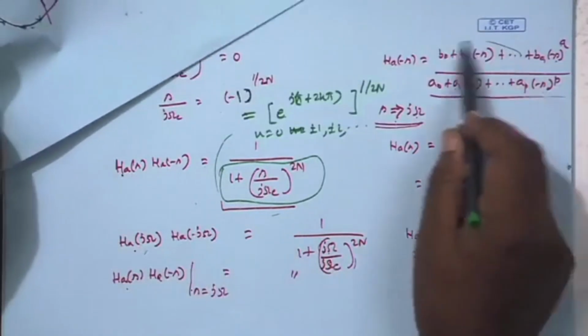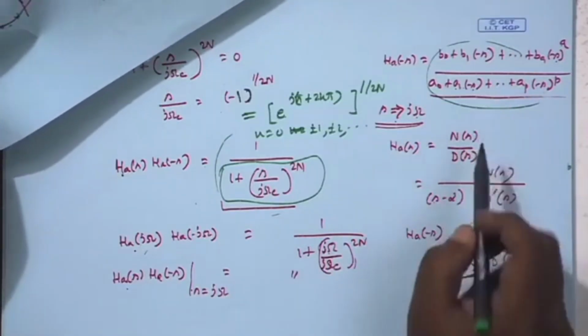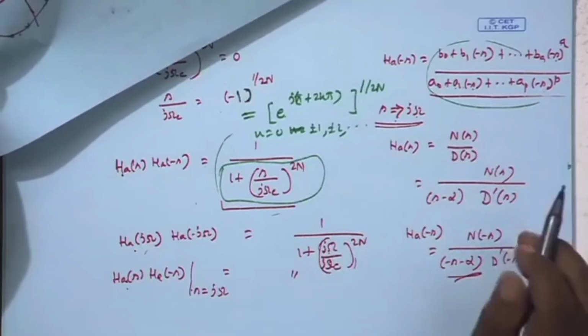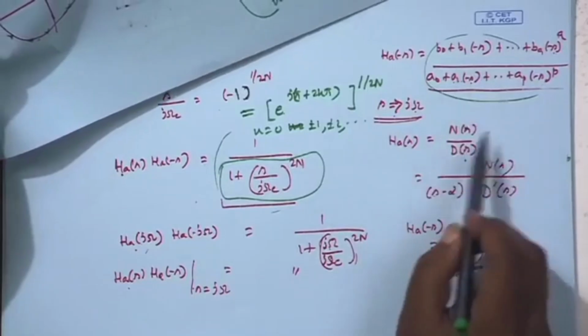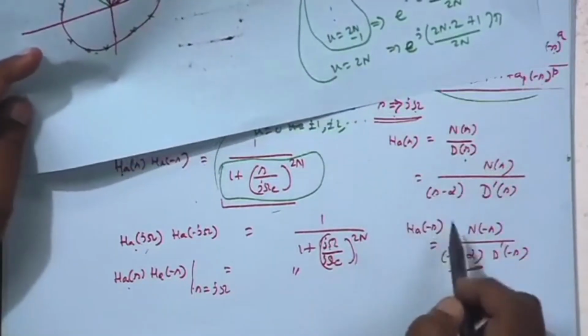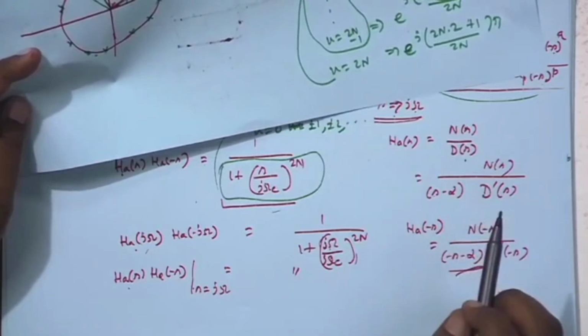HA(S) is of this form, in general form, and HA(-S) is just S replaced by minus S, that kind of form. That is, HA(S) you can write as N(S) by D(S), where N(S) is this, D(S) is this, and then HA(-S) is N(-S) divided by D(-S).